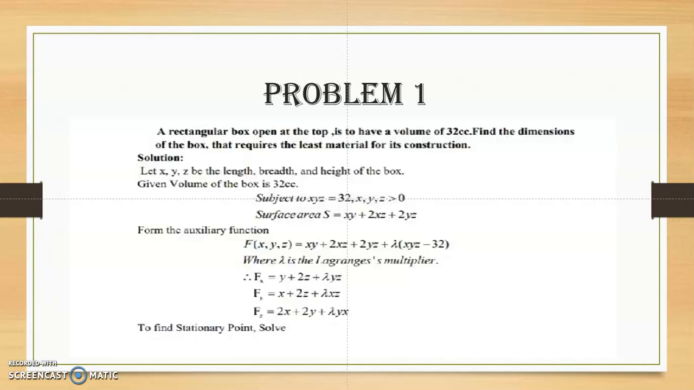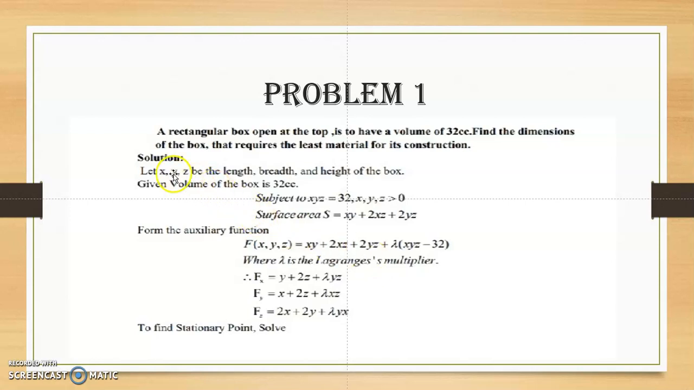So next we are going to see the problem. A rectangular box open at the top is to have a volume of 32 cc. Find the dimension of the box that requires the least material for its construction. So consider the rectangular box. In the rectangular box we have the 6 sides. Out of the 6 sides the top is open and also the given volume is equal to 32 cc. So now we are going to find the dimension of that box.